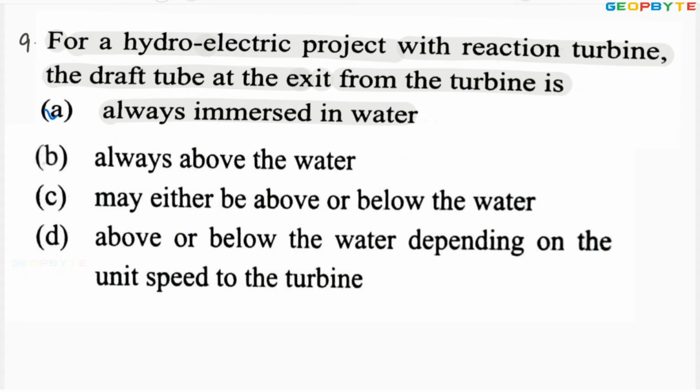Absolutely correct. Dear friends, the draft tube is required only for reaction turbine, because in case of reaction turbine, the blades are arranged such that the pressure of the water continuously decreases. Therefore, the pressure of the water at the exit of the reaction turbine is well below the atmospheric pressure. To carry that low pressure water from the exit of the turbine to tail race, we are using the draft tube, and the draft tube is always immersed into the water. Anyhow, option A is correct. Let me write that point.